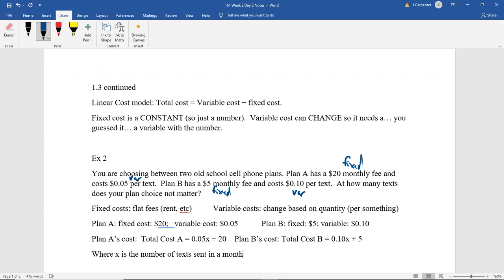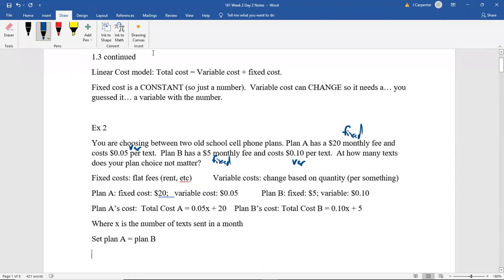Well, to figure that out, we need to set plan A equal to plan B. Well, plan A's cost is this thing. Plan B's cost is that thing. So we're just going to set those 2 things equal to each other. So we go 0.05x plus 20 is equal to 0.10x plus 5.